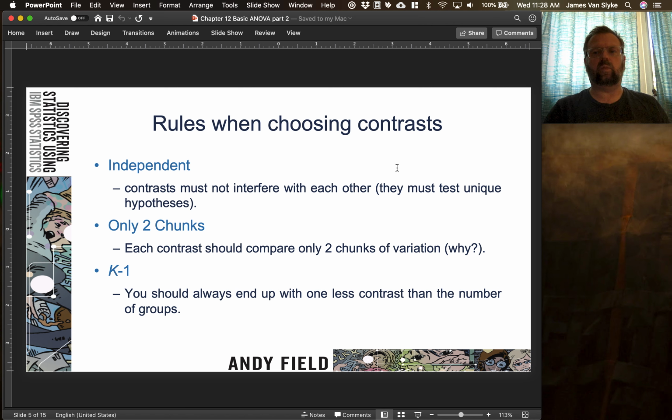So there are a few rules when we're doing contrasts. One is that the contrasts must not interfere with each other, so they must each test a unique hypothesis. Basically, we tend to do it so that there are only two chunks of variation, so we tend to look at it in terms of two groups. And then you should always end up with one less contrast than the number of groups that you have. In this case, we have three groups, so we only want to have two different contrasts that we're actually going to look at.